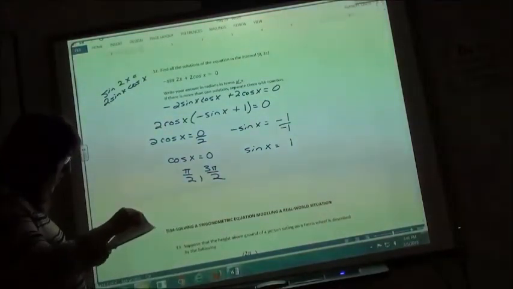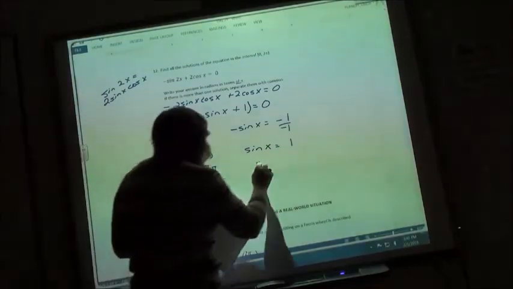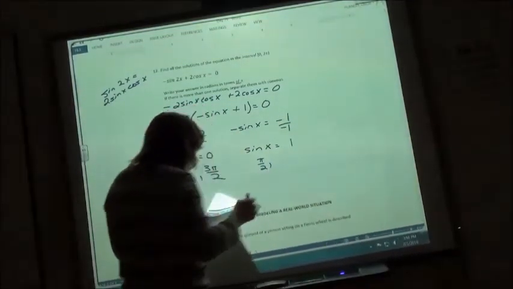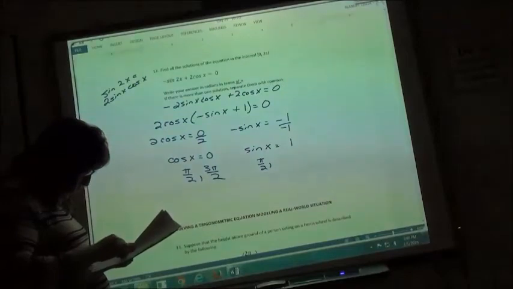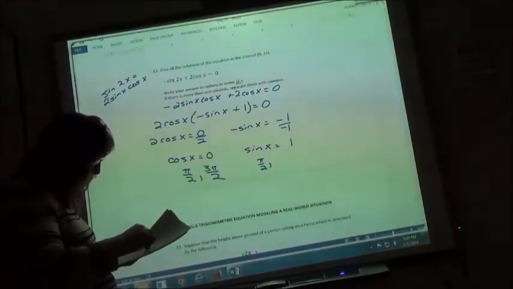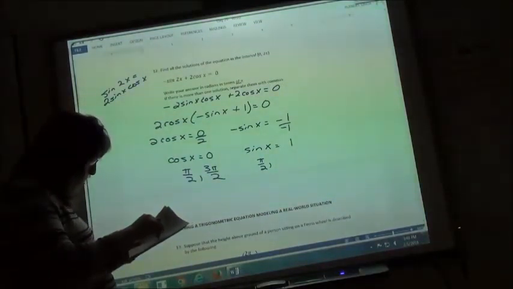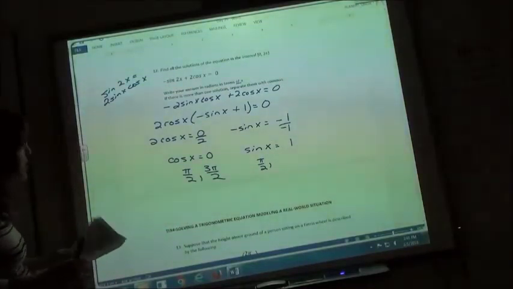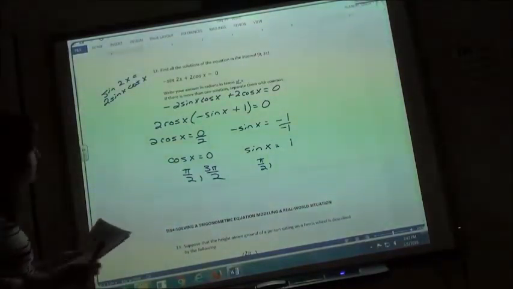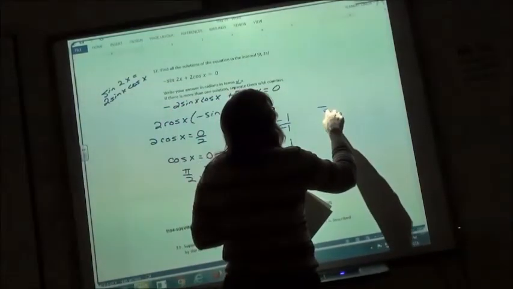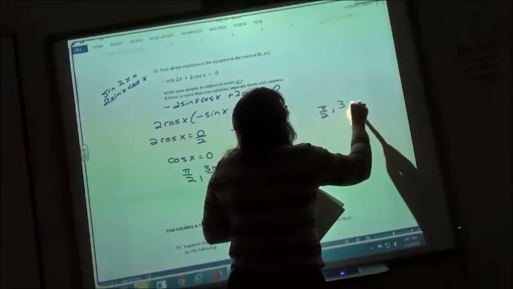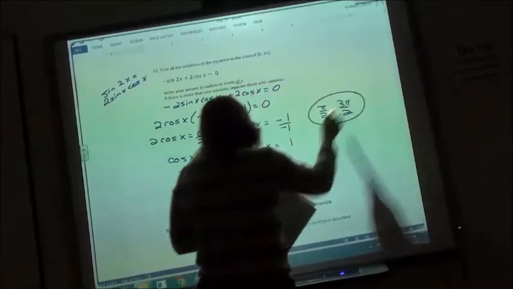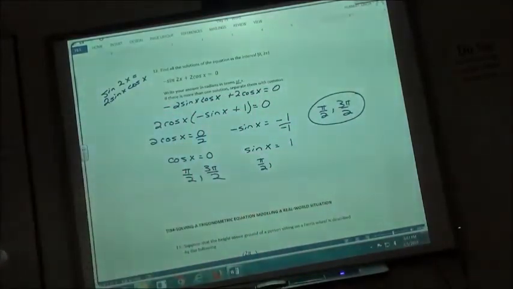Sine of x equals 1. Sine of x equals 1 at pi over 2. Sine of x equals 1 nowhere else. Just at the pi over 2. And so again, when I look at this answer, since I already have the pi over 2, I'm just going to put in pi over 2 and 3 pi over 2, since this is already part of that answer.